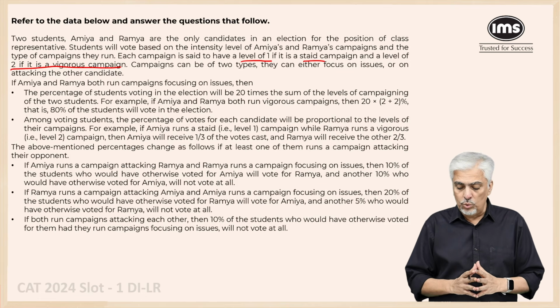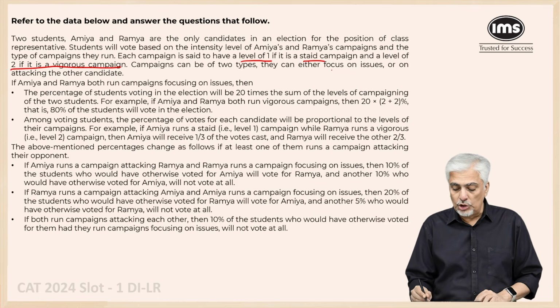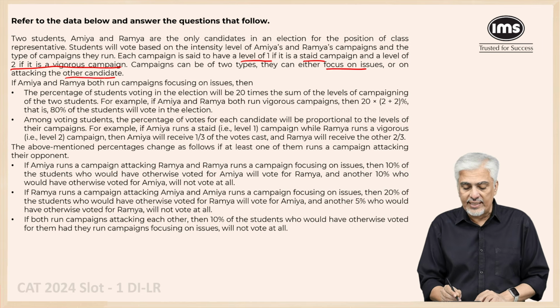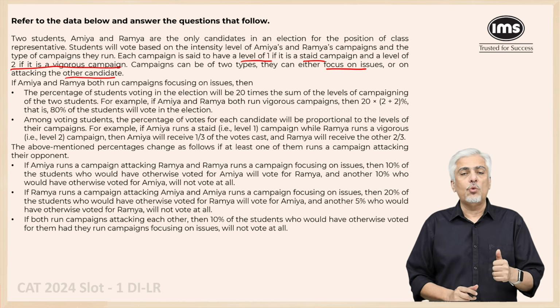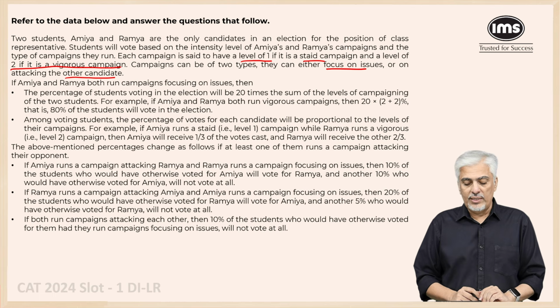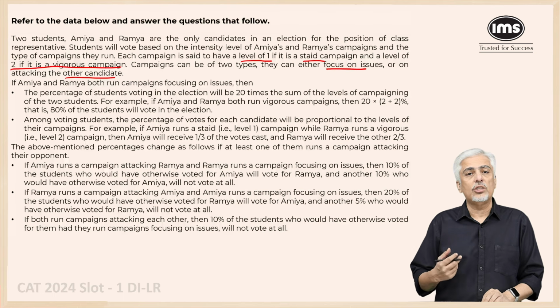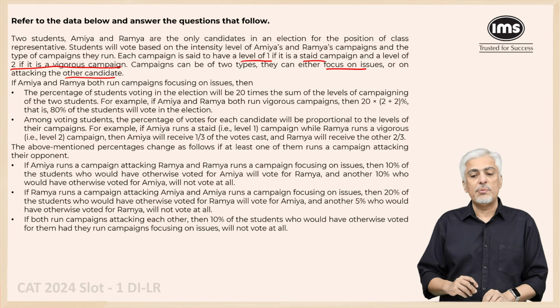Campaigns can be of only 2 types. They can either focus on issues or attack the other candidate, that is, attacking the opposite candidate. So, you can either focus on the issues you have in your school or your class, or you're just going to be attacking the other. Now, let's talk about what percentage of voters will be there and how these 2 people will get votes.